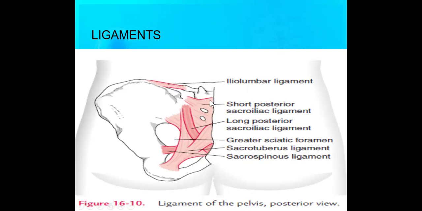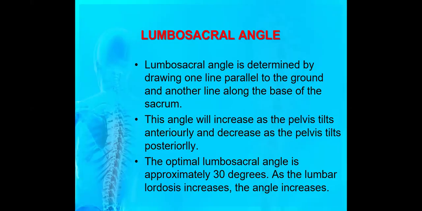While the iliolumbar ligament is not concerned with the stability of the joint, the reason is that the joint is present between the transverse process of the L5 and the iliac, so they're not concerned with the sacroiliac joint. The other two, the sacrotuberous and the sacrospinous ligament, along with the anterior and posterior sacroiliac ligaments, are the ligaments of the sacrum on both the anterior and posterior side. The next is the lumbosacral angle.